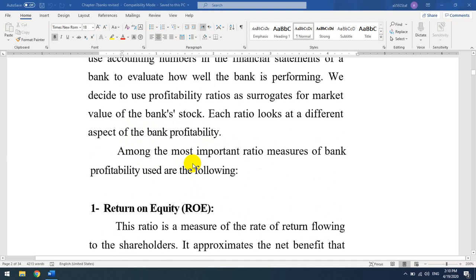Now let us talk about the most important ratio measures of bank profitability. These measures are in terms of ratios, and profitability ratios serve as a surrogate for the market value of the bank stock. These ratios represent measures of the bank profitability. Number one, return on equity. This is the ratio number one that measures bank profitability.